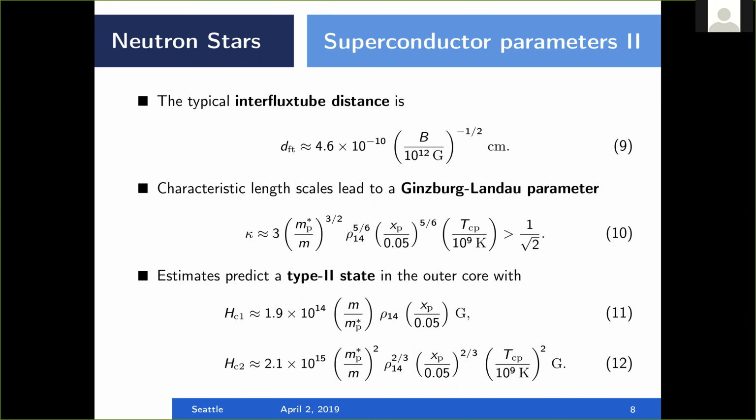But because of the time scale, going this way in time, it takes so incredibly long for these flux tubes to be expelled that you essentially end up in this metastable state where you have the field between HC1 and HC2.